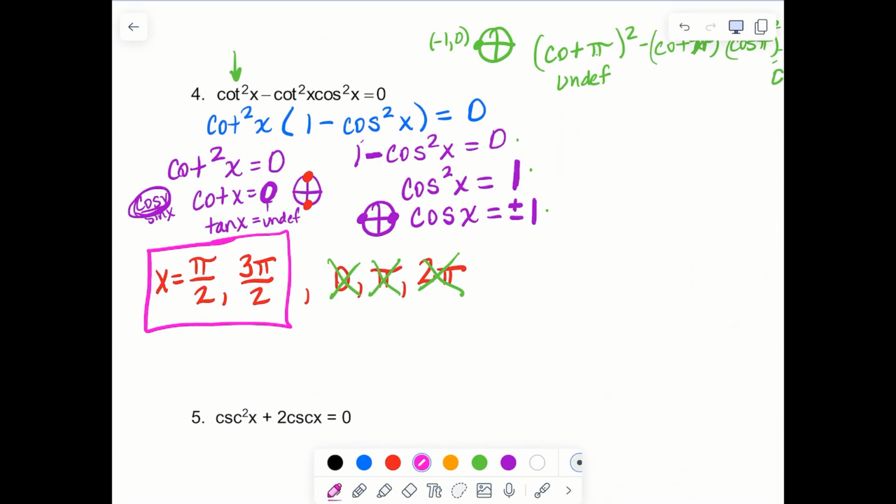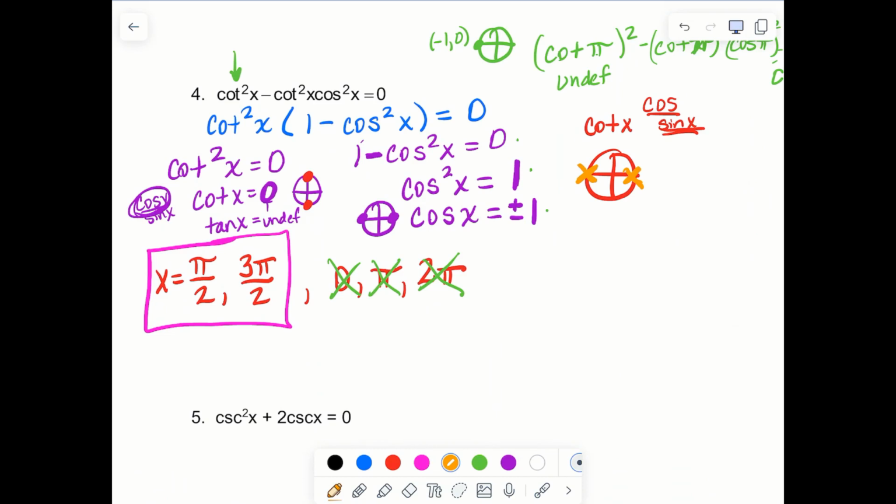Now, I didn't want to mention it at the start of this problem, but some people like to do it at the beginning. Hopefully you remember this. We'll stick with cotangent. Cotangent is cosine over sine, right? Cotangent of x is cosine over sine. It's going to be undefined when sine is 0. So cotangent is undefined here and here, meaning if you have cotangent in a problem, you cannot list those as answers. 0, pi and 2 pi cannot be answers.